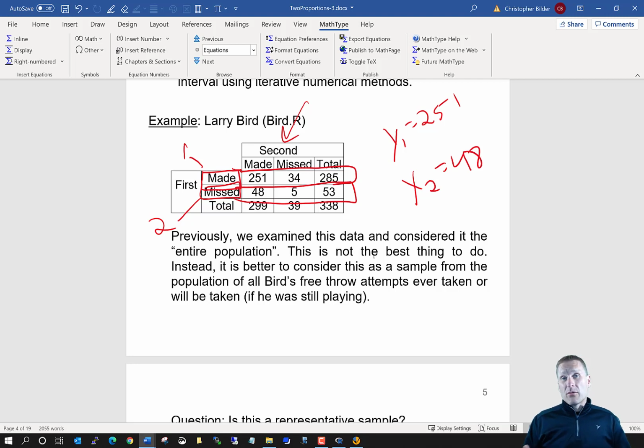So to some respect, what I'm doing is stating a research hypothesis, and we will get back to that a little bit later. So N1 is going to be 285, and N2 is going to be 53. Okay.